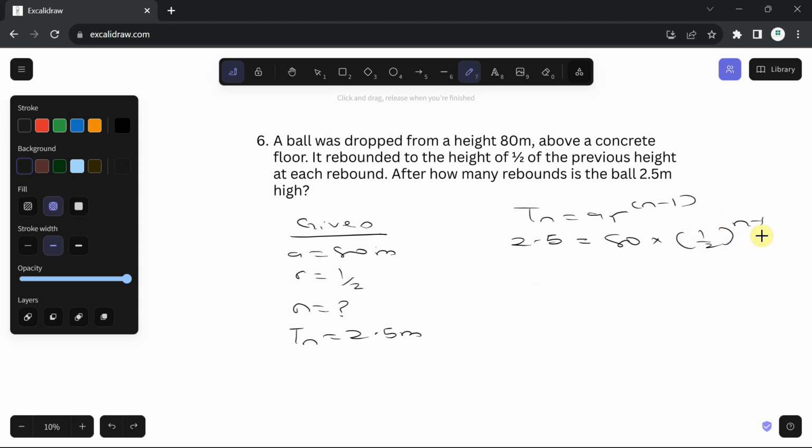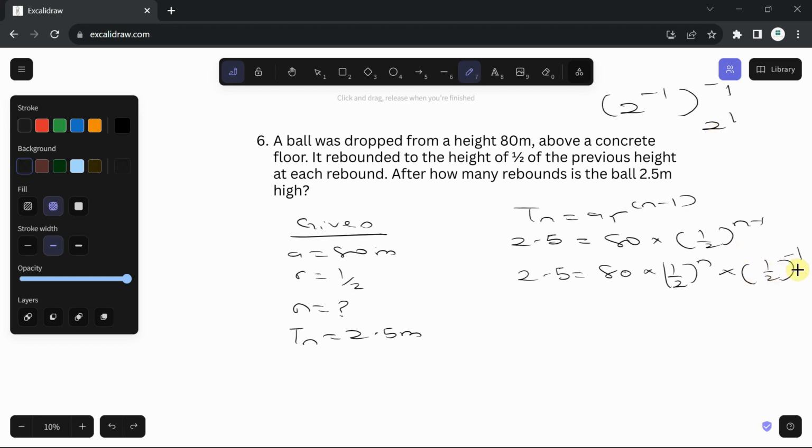I can break up this half raised to the power of n minus 1 using the laws of indices that we treated before, by saying 2.5 is equal to 80 times half raised to the power of n times half raised to the power of minus 1. Now this is like saying the inverse of 1 over 2, or 2 raised to the power of minus 1 multiplied by minus 1. So minus 1 times minus 1 will give me plus 1. So I will have 2 raised to the power of 1.